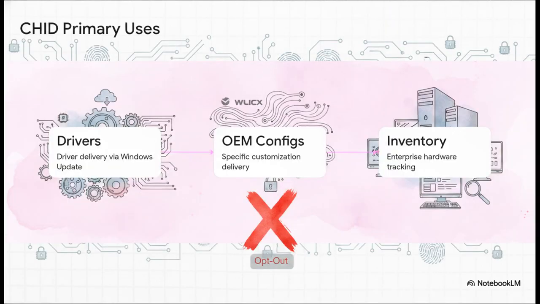So, why does Windows actually do this? Well, there are three main reasons. First is driver distribution. Windows Update uses CHID matching to ensure the exact right driver package reaches your specific hardware. Makes sense? Second is OEM customization, which allows manufacturers to deliver highly specific firmware updates. And third is enterprise hardware inventory, which lets IT departments track device models across a network. But notice what is missing here entirely: an opt-out button. There is zero user-accessible control to turn this process off, purely because it relies entirely on unchangeable firmware data.